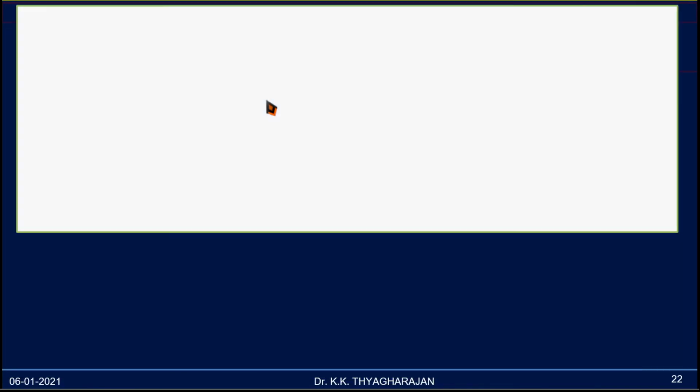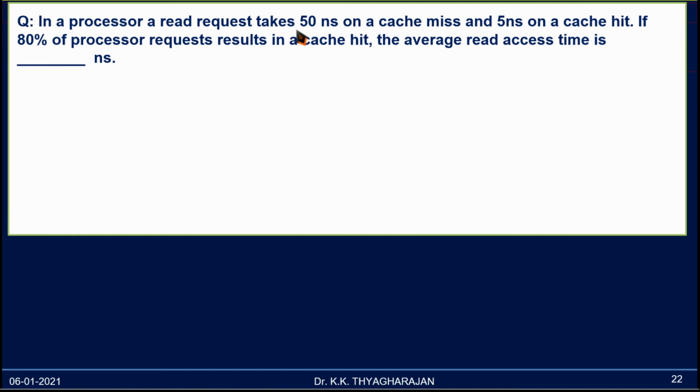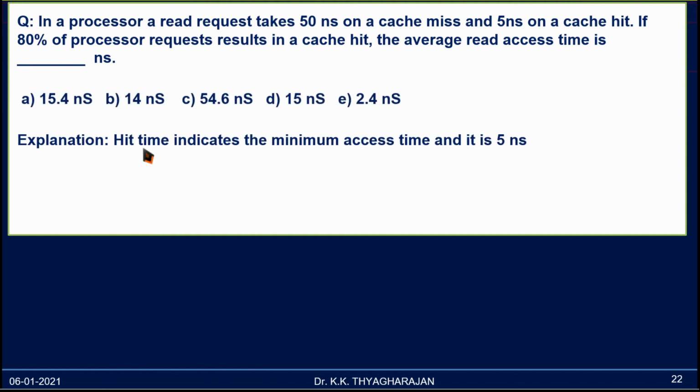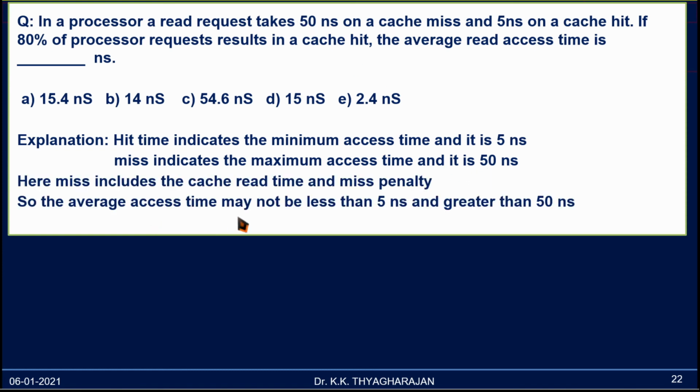Let us see another problem. In a processor, a read request takes 50 nanoseconds on a cache miss and 5 nanoseconds on a cache hit. If 80% of the processor requests result in a cache hit, the average read access time is dash nanoseconds. The options are given like this. So actually hit time indicates the minimum access time. It is 5 nanoseconds. Miss time indicates the maximum access time. That is the time required to bring the data from the main memory. It is 50 nanoseconds.